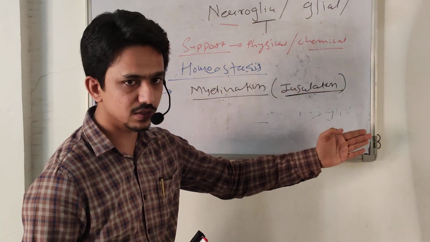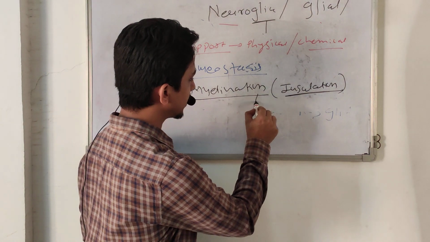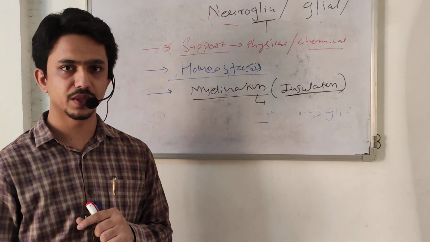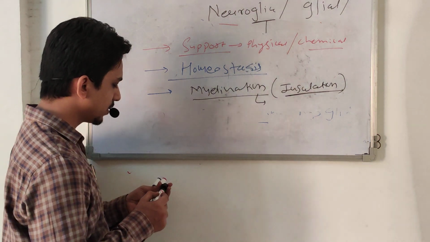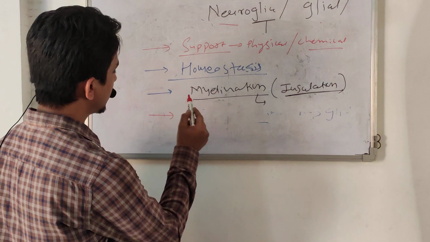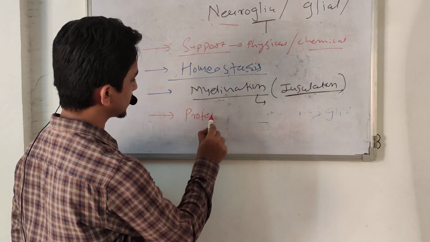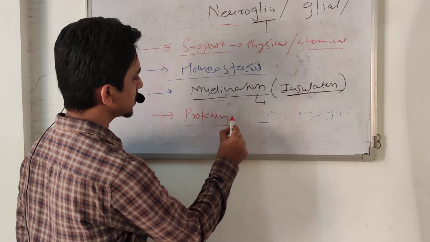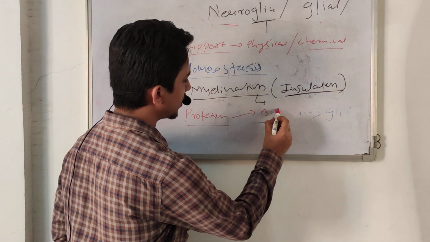So they give insulation, but myelination also increases the velocity of the action potential. So this is what myelination does. Third function: they are also responsible for protection. Protection by forming the blood brain barrier.